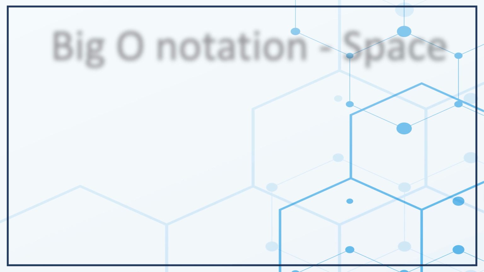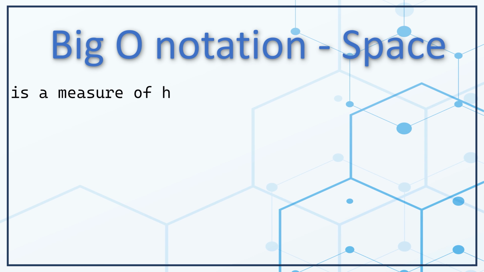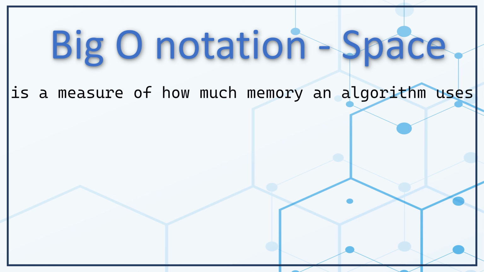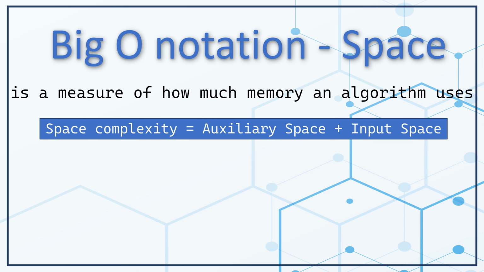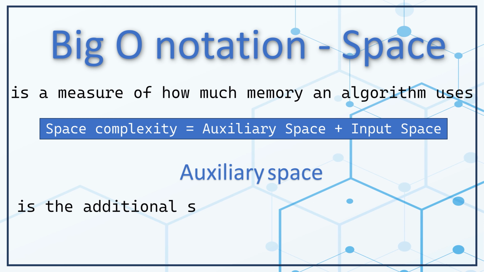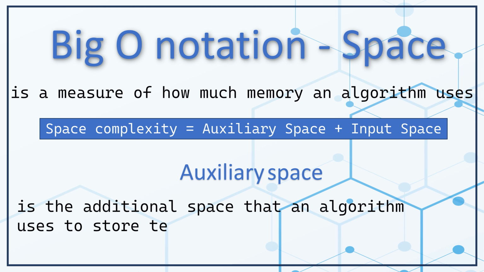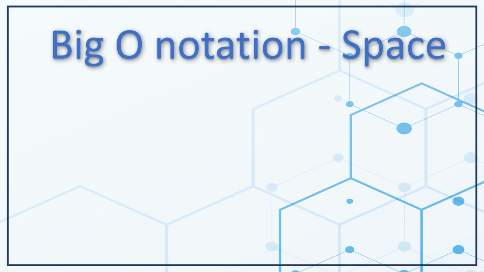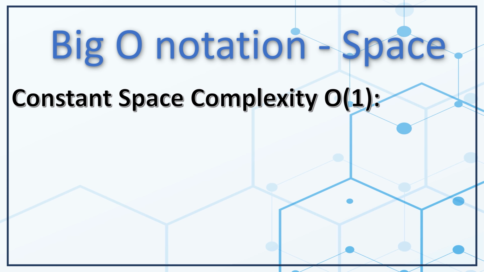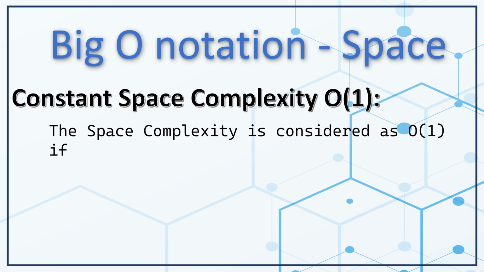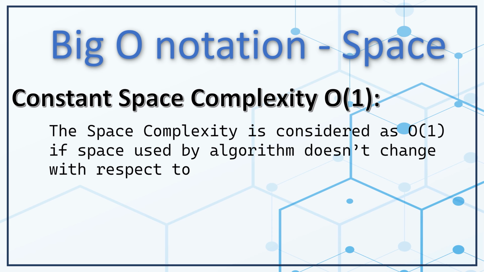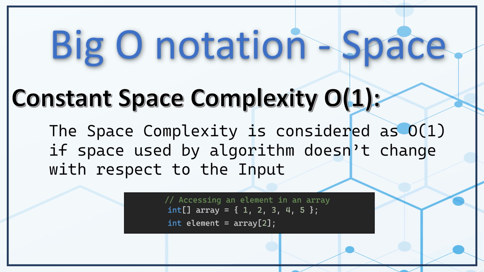Space complexity measures how much memory an algorithm uses. We have a formula: space complexity equals auxiliary space plus input space. Now let's see what is an auxiliary space. Auxiliary space is the additional space that an algorithm uses to store temporary data. Space complexity is considered as 1 if the space used by an algorithm does not change with respect to the input. The example could be accessing an element from an array.